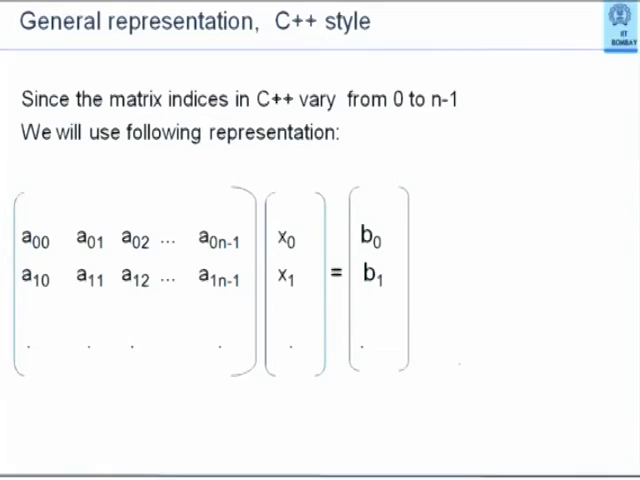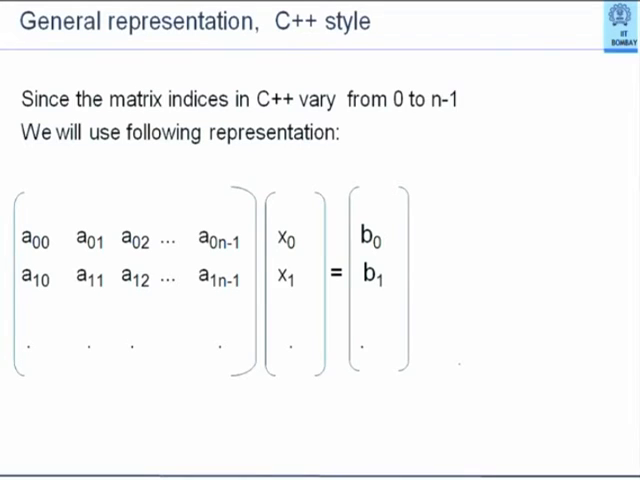However, we know the peculiarity of C++. Which is it? The row index and column index do not start with 1, they start with 0. So it will be much better for us to represent such matrices in our own notation also, using 0th row and 0th column as the starting point. Consequently, in C++ style, a general representation could be written like this.